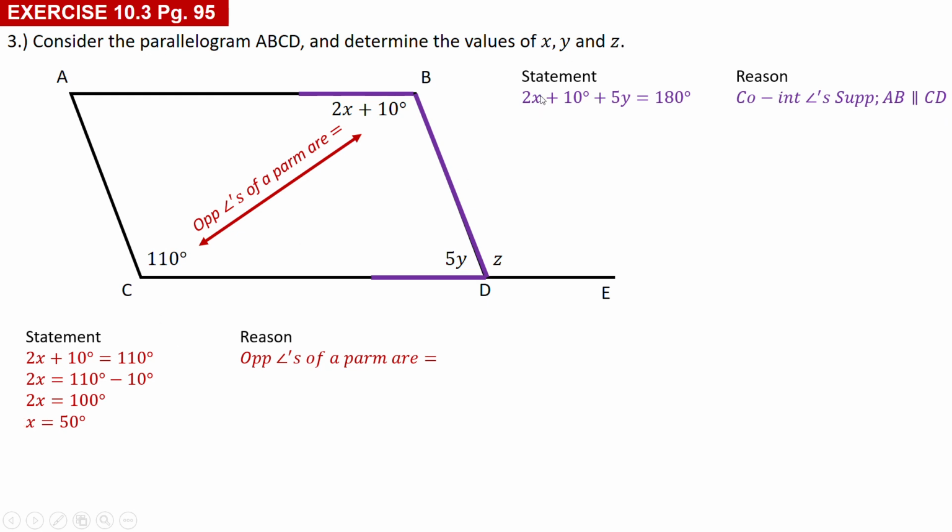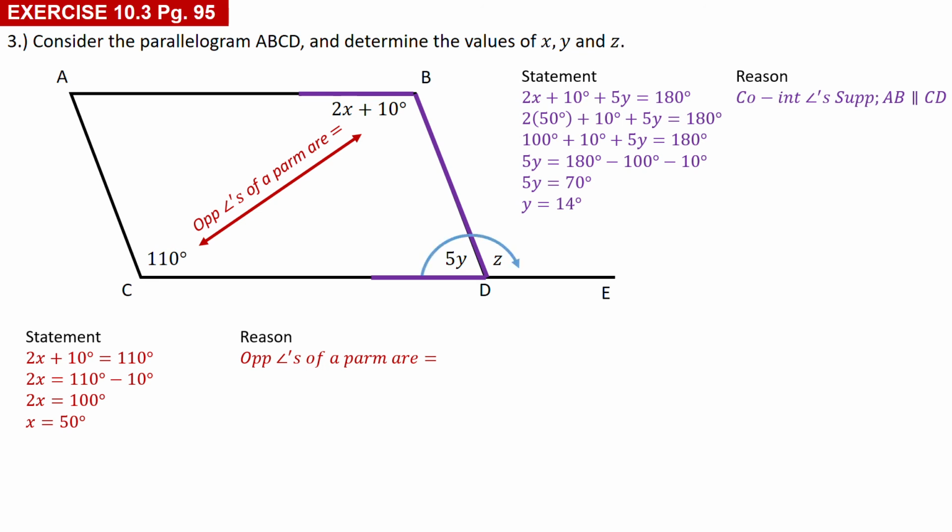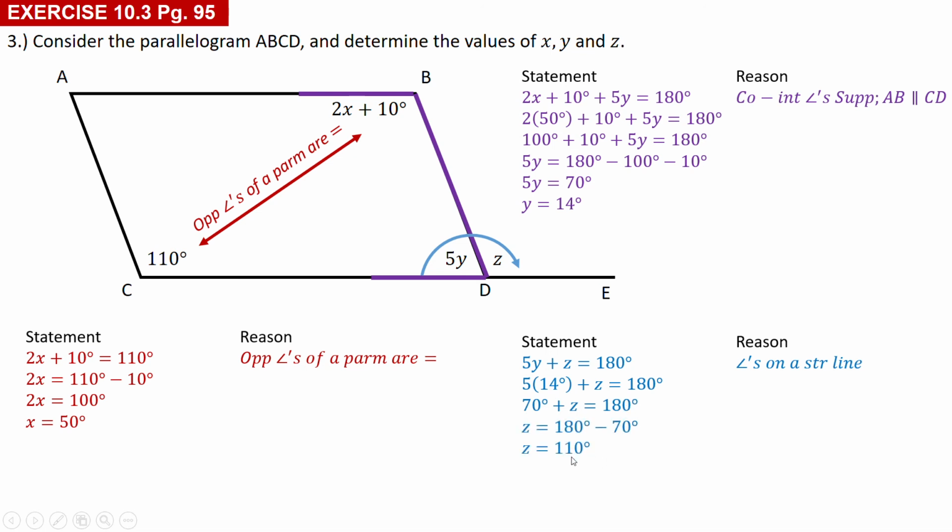I knew what x was because I calculated it already over here. So x was equal to 50. So 2 times 50 plus 10 plus 5y, etc. Solve for y, and you're going to get that 5y is 70, divide through by your 5, so y is equal to 14 degrees. And then the last one that I did was angles on a straight line. So I know that these two are next to each other at the same points on a straight line. So 5y plus z equals 180 degrees. Angles on a straight line. I know that y is 14, so I can substitute y as 14. 5 times 14 will give me 70. So that means z will be equal to 180 minus 70, which is 110 degrees.